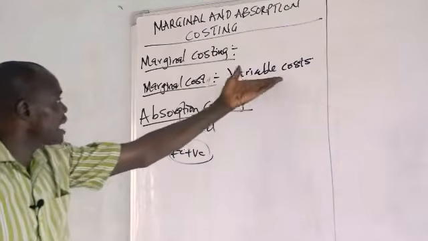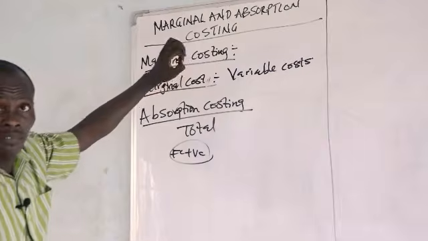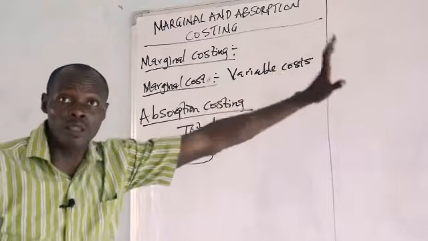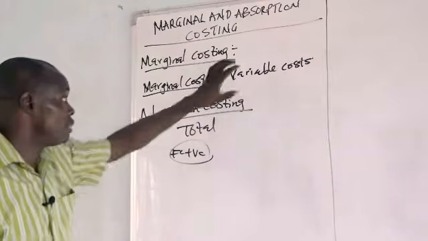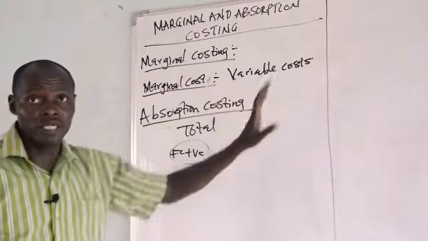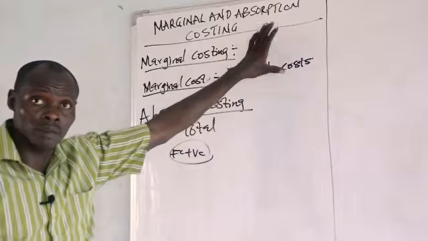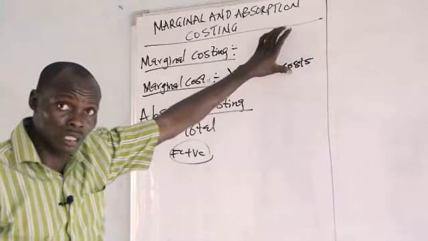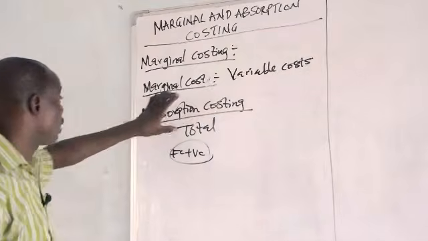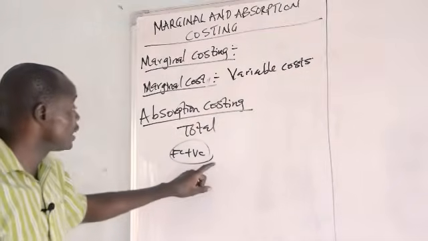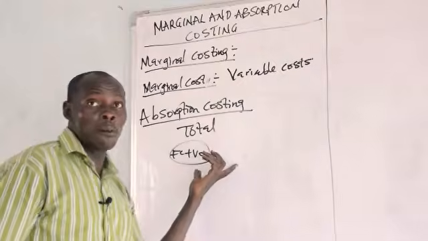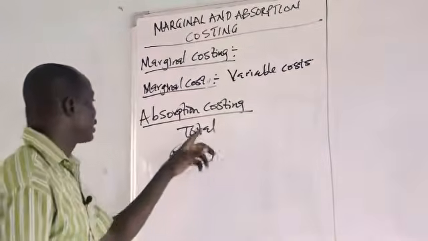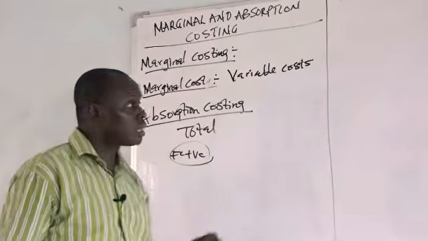But if you look at marginal costing, when I was defining it, fixed production overheads will be treated as the cost of the period, and it will be written off in that period. Fixed production overhead does not form part of the cost of the product in marginal costing. But in absorption costing, the fixed production overheads will form part of the cost of the product.